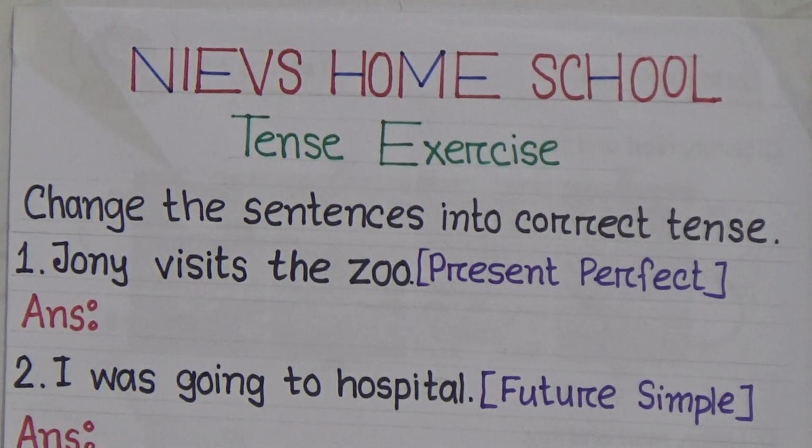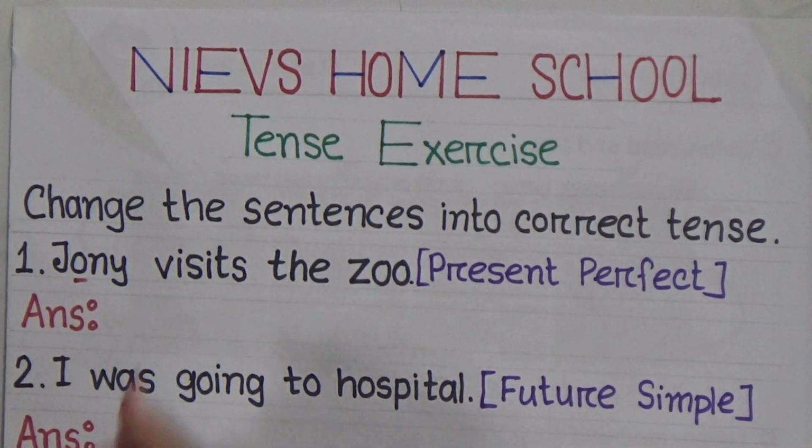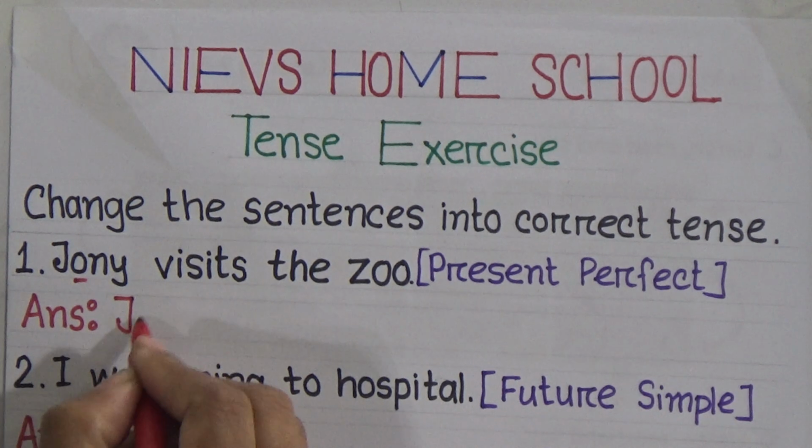And do you know the structure of present perfect tense? Yes, I hope you know the structure. The structure of present perfect tense is subject plus have or has plus past participle form of the verb plus object plus extra. So according to our structure, I'm going to write the sentence. First, subject is given, Johnny. So we have to write Johnny.